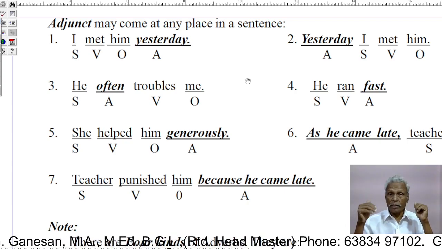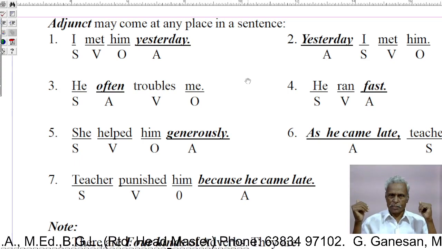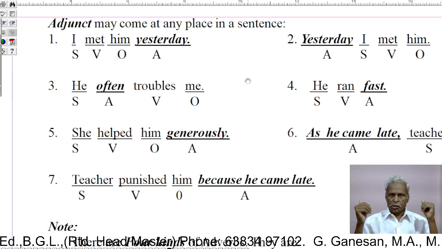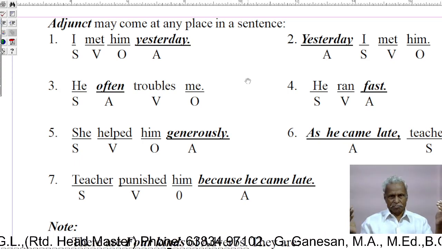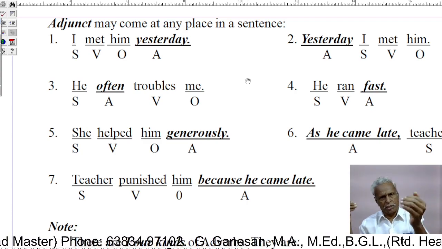In 4, he ran fast. Fast has been placed at the end of the sentence. She helped him generously. Generously has been placed at the end of the sentence.